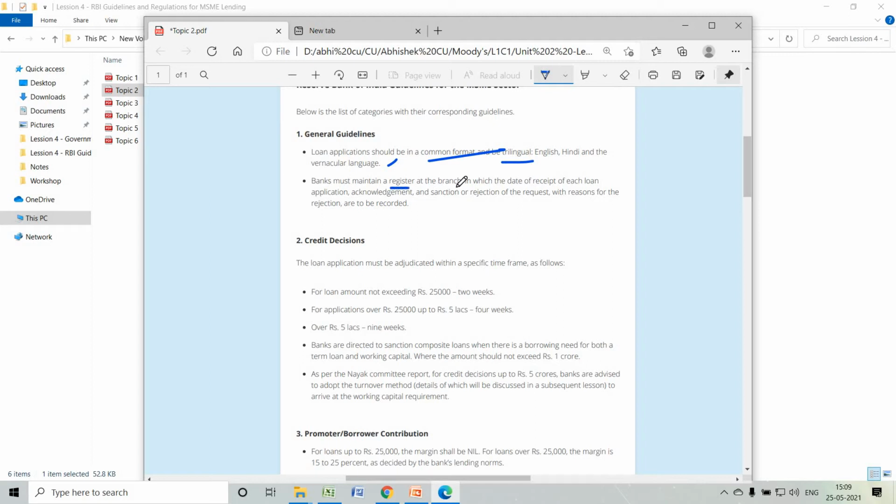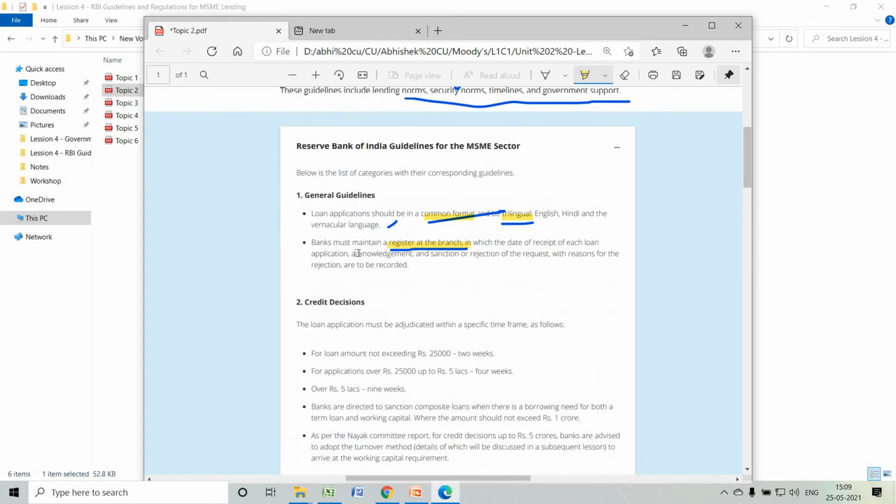So there is a register which is to be maintained at the branch, right? Then there is to be a common format, and that application form is to be trilingual. Then the register is to be maintained at the branch where the banks have to note down the date of receipt of loan application, what action is taken, acknowledgement and sanction or rejection of the request, and reason for rejection if any. So these are general guidelines.